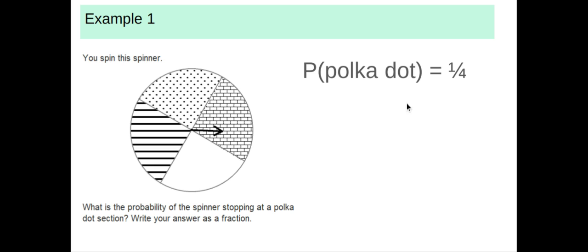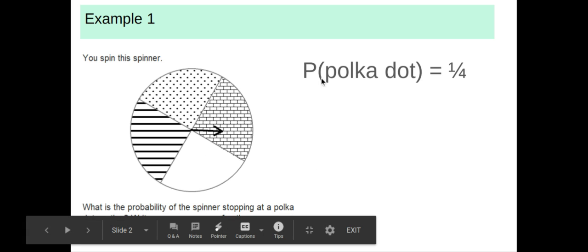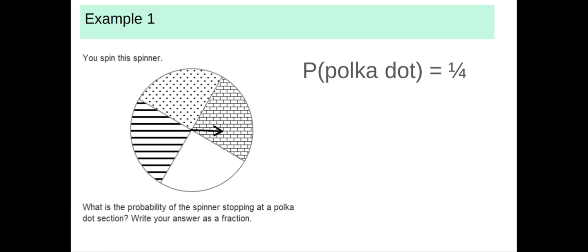Now, if you notice right here with the capital letter P and then polka dot in parentheses, this is just the fancy math speak for saying the probability of something. So you can say it in words like down below, or you can have it with a capital letter P and then what you want to find the probability of in parentheses. A Get More Math tip is that you don't need to put any of this in Get More Math, just the fraction answer.